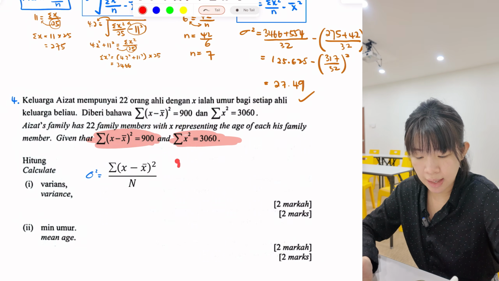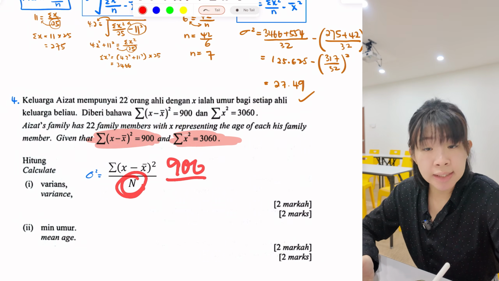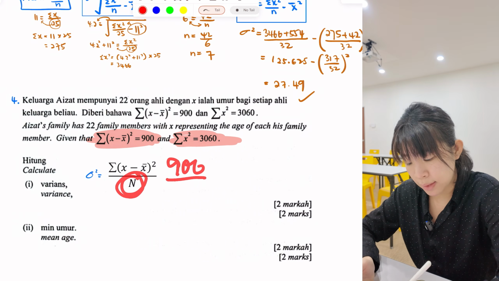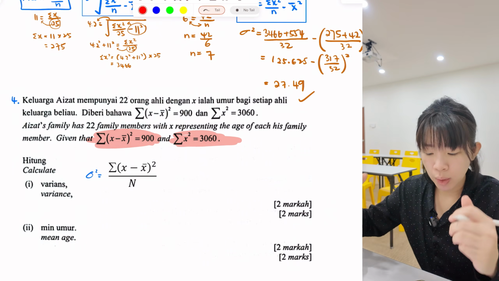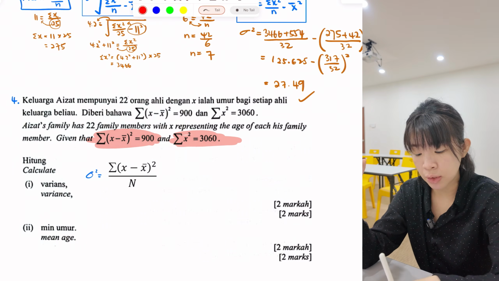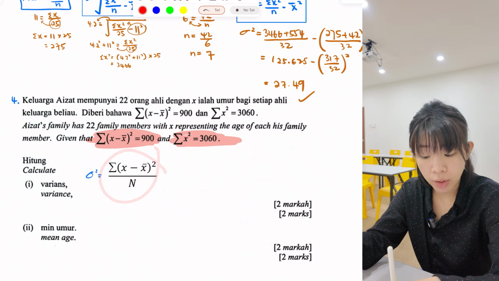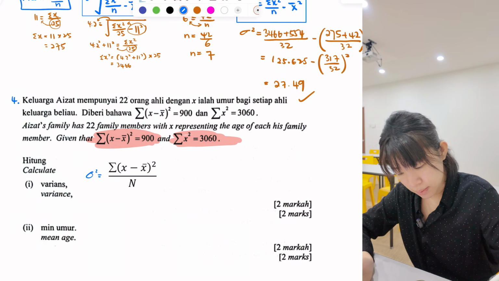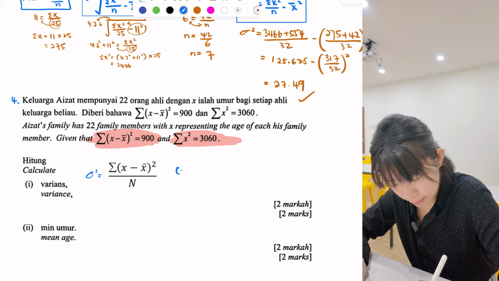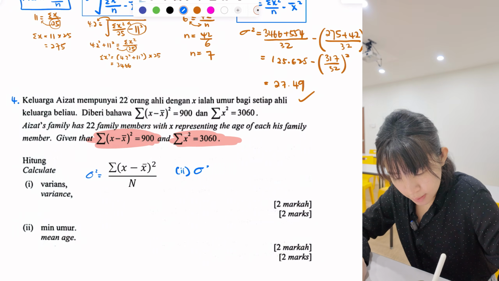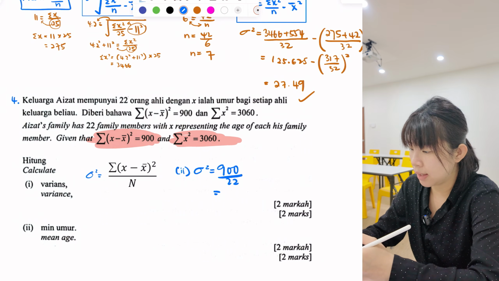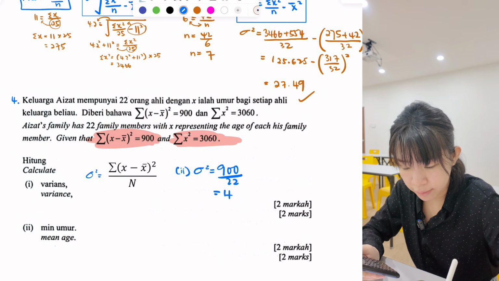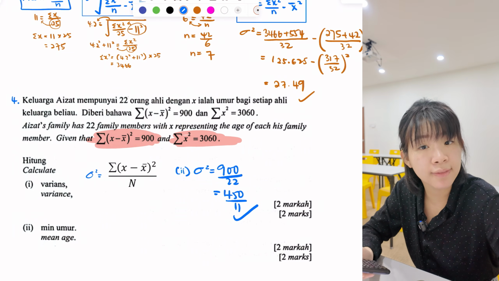So they give us this, meaning we can just put 900 here, divide by n. N is the total data, so we have 22 family members. Divide by 22, so we get the variance directly. So, like I said, only in a special case do we need to use this. In this situation, we use this. So, to get the variance, 900 divided by 22, that will be the answer already. I write the fraction, 450 over 11, done.